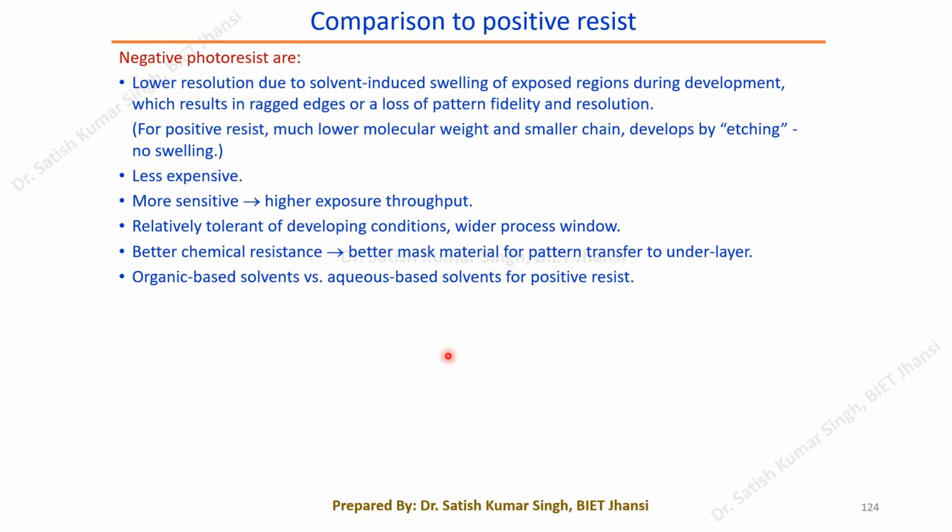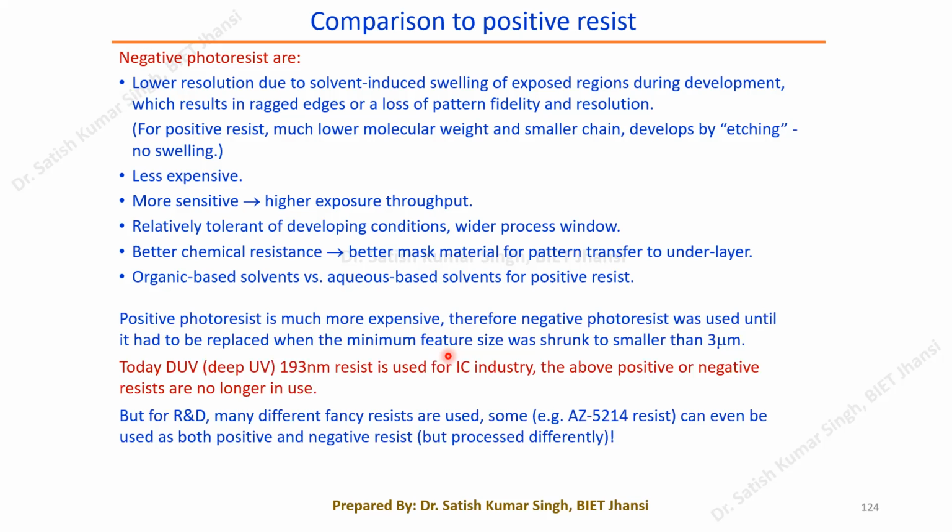Nowadays the DNQ photoresists, the I-line or G-line photoresists that I told you about, are obsolete and not used. Nowadays we use deep ultraviolet resist. We are not using the positive or negative photoresist that we have been discussing, because their resolution is lower than DUV resist.